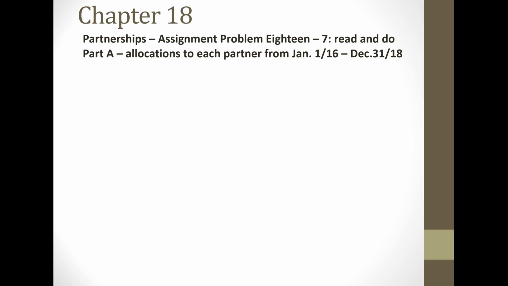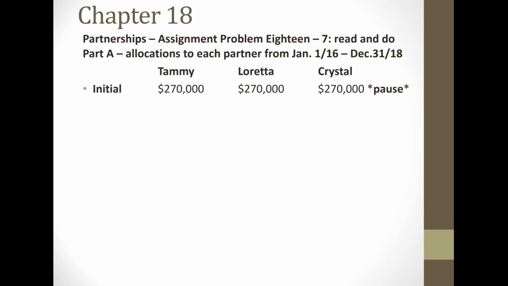So we're looking at the first day of the new fiscal year, January 1st, 2019. So we're able to include all the allocations of business income, capital gains, dividends, if those are relevant, up until the end of 2018. So let me just get you started here. We're going to set up a column for each partner, Tammy, Loretta, and Crystal. We're going to start off with their initial capital contributions.